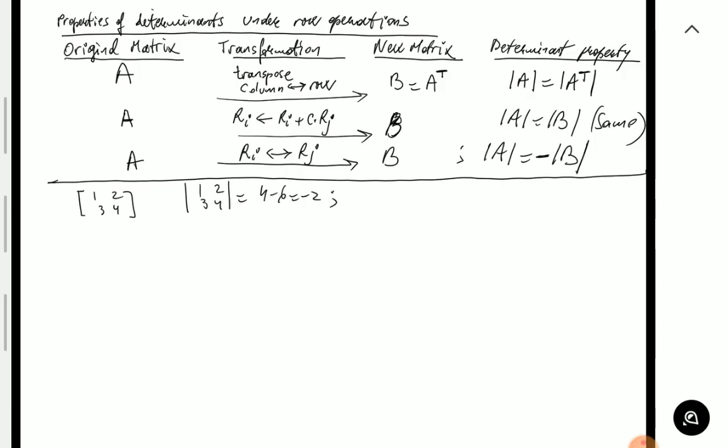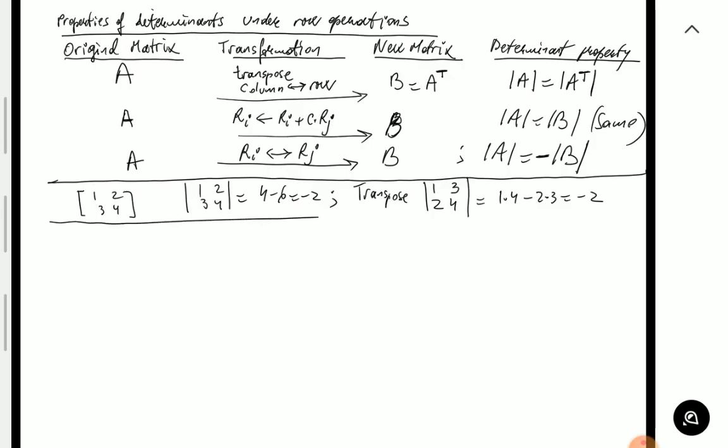If I take the transpose, the transpose means that column 1 now becomes row 1. So 1, 3 is the first row. Column 2 becomes row 2. So notice that, again, the determinant is the same. It doesn't change under the transpose.